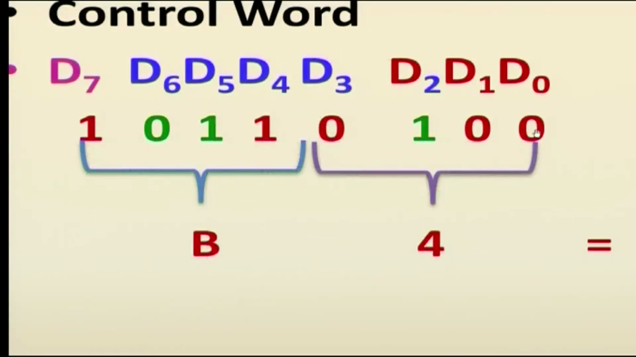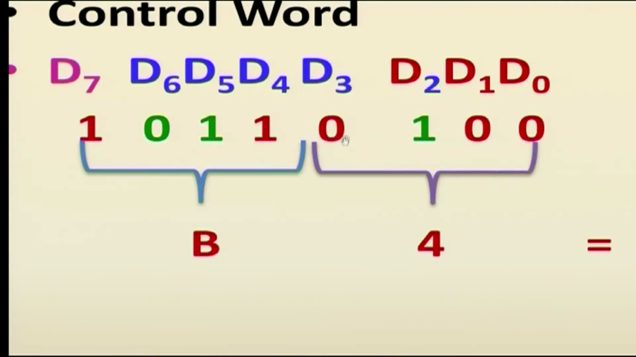So, control word D0 to D7. D0 is port C, so simply we are putting 0. D1 is port B, which is the output port, so we have to write it as 0. Here we have used mode 1, so D2 we have to write as 1.